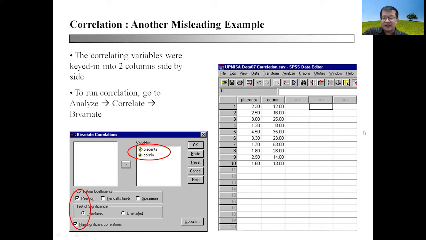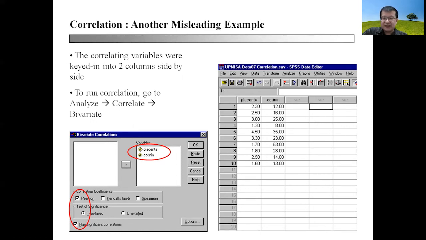And since we know, based on scientific literature, that any value of cotinine beyond 50 is already toxic to the mother and would result in abortion, this value of 53 is of course not possible under this experiment. So in this case, it is justified for us to delete this particular data, and therefore we end up with a correlation coefficient that is significant.